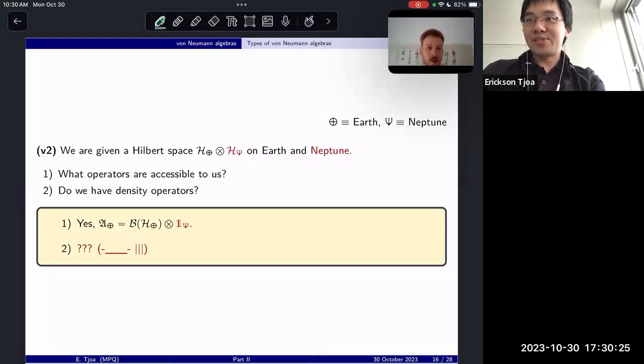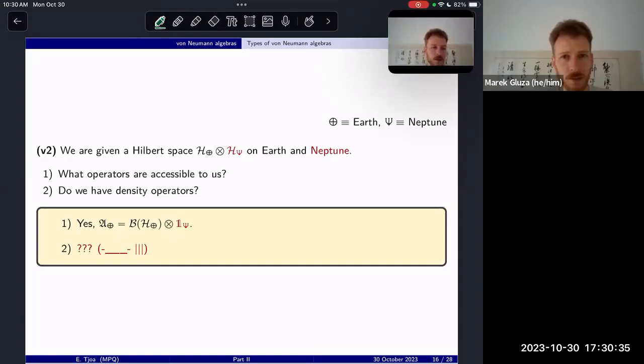I'm not sure if I should give a 5-second pause just to think about this a little bit, but I hope the face I put there should convince you that it is actually not trivial. But you can have operators that look like density operators for the Earth Hilbert space and act like an identity outside, but it's not normalized anymore.